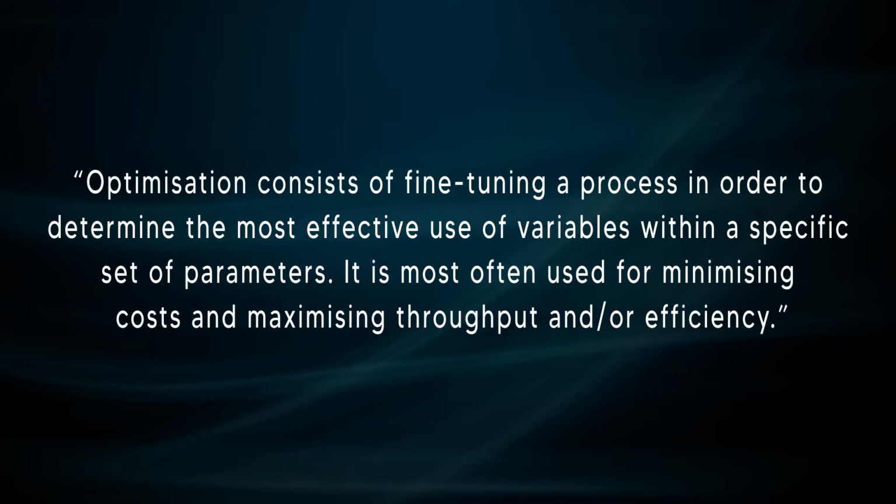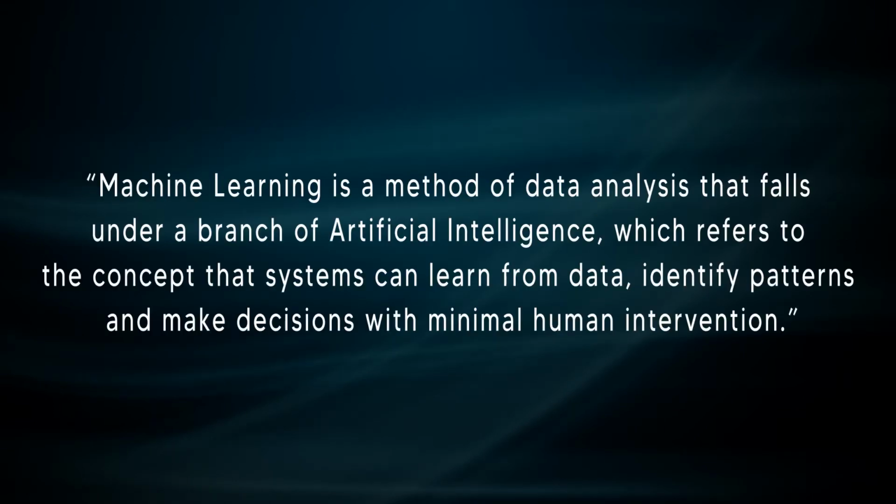Optimization consists of fine-tuning a process in order to determine the most effective use of variables within a specific set of parameters. It is most often used for minimizing cost and maximizing throughput and/or efficiency. Machine learning is a method of data analysis that falls under a branch of artificial intelligence, which refers to the concept that systems can learn from data, identify patterns, and make decisions with minimal human intervention.